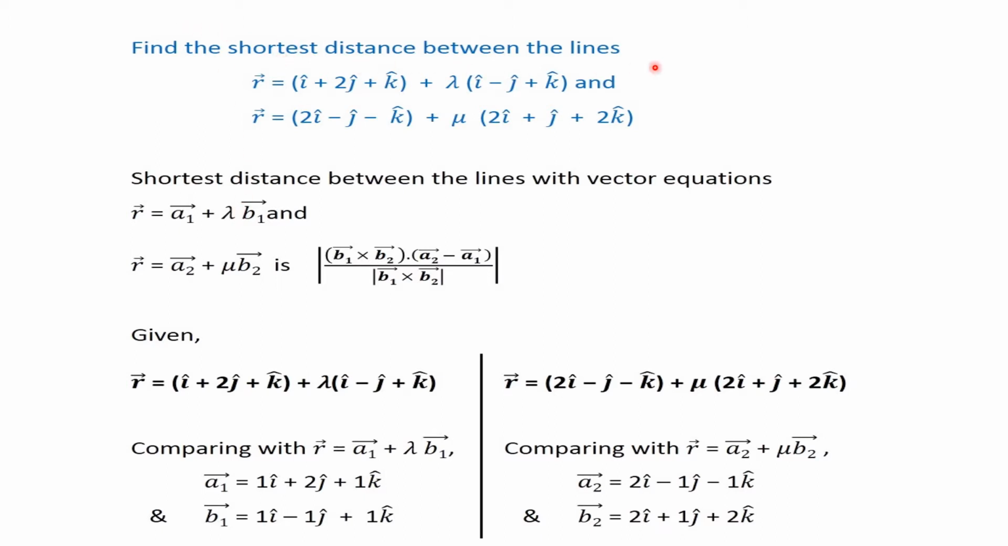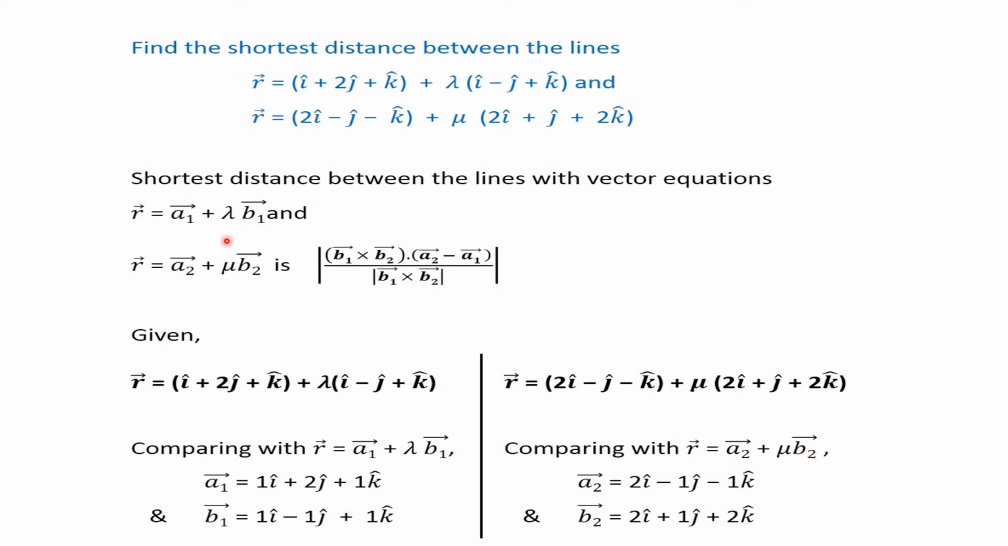Okay, so you are having your two lines, which are like: r vector is equal to i plus 2j plus k plus lambda times i minus j plus k, and r vector is equal to 2i minus j minus k plus mu times 2i plus j plus 2k. So you very well know that this equation is of the form of your first equation, r vector is equal to a1 plus lambda b1, and the second equation is of the form r vector is equal to a2 plus mu b2, right?